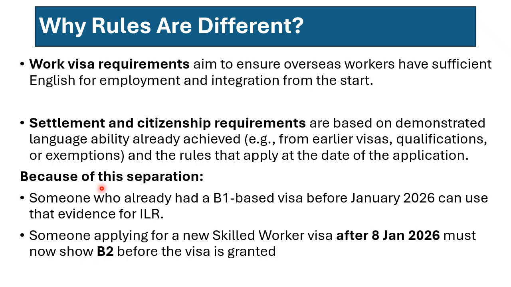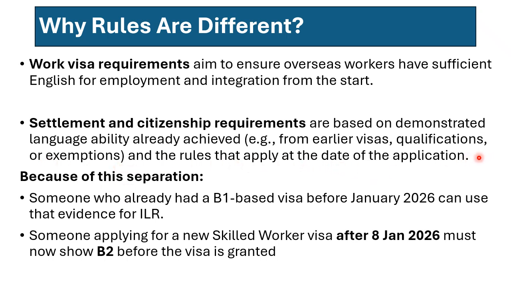So there are different rules for different visas. For example, work visa requirements have changed. Settlement and citizenship requirements are based on demonstrated ability already achieved. So, for example, from earlier visas, qualifications or exemptions and the rules that apply at the date of application.